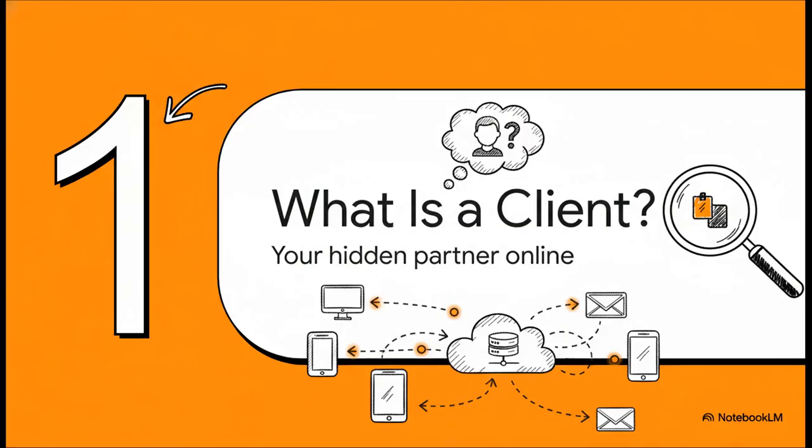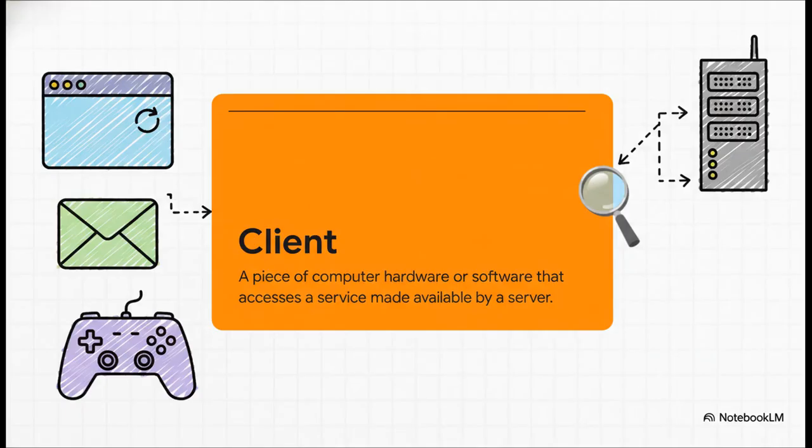Okay, so let's get right into it. What is a client? The word might sound a little corporate, a little formal, but trust me, it's the absolute bedrock of how the whole modern internet really works. Here's the official definition for you. A client is just a piece of computer hardware or software that accesses a service made available by a server. That's really it. Your web browser? That's a client. Your email app? Also a client. The game on your console? You guessed it, it's a client. Their main job is just to ask for something from another, much more powerful computer somewhere else.